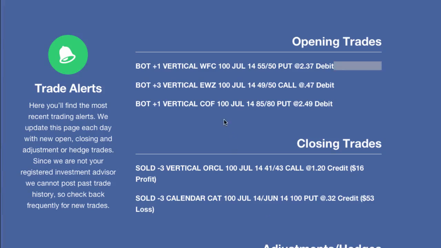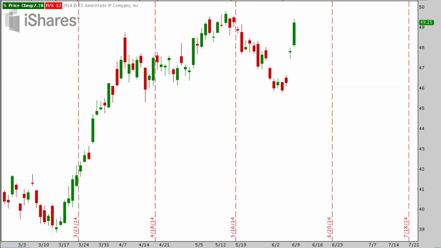All right, and then finally on the opening trades is Capital One. Capital One is, again, another one of these financials that has had a huge run-up. We did virtually the same thing with Capital One as Wells Fargo, bought the 85/80 put spread, and paid $2.49, so practically right at midpoint. That puts our break-even price at about 82.5, so that's where we need Capital One to trade below between now and July expiration.